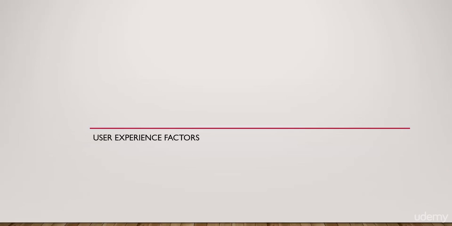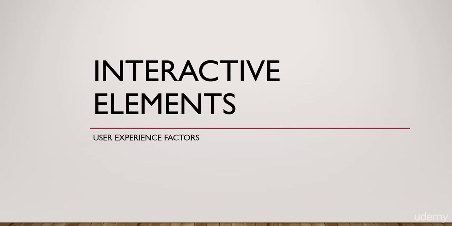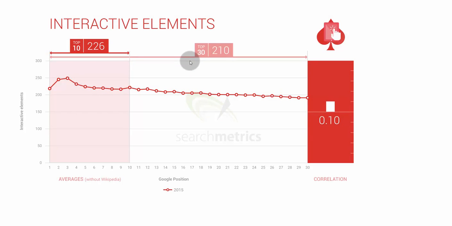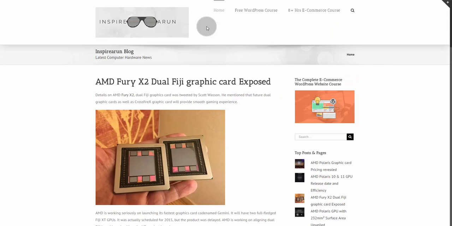In this lecture, you're going to learn how interactive elements act as a ranking factor in Google search results. Interactive elements are things that work on user interaction, such as menus, links on the header, floating social share buttons, etc. But how do these interactive elements increase the user experience? It's very simple. They make it easy to navigate.